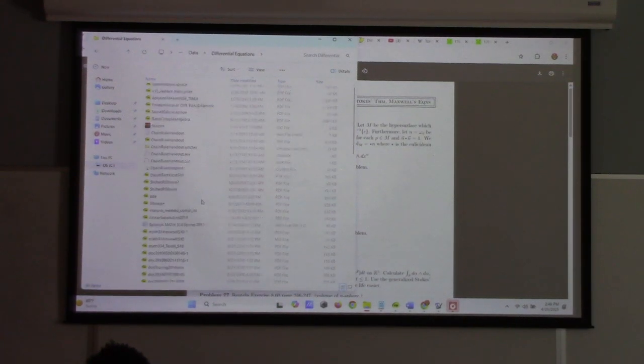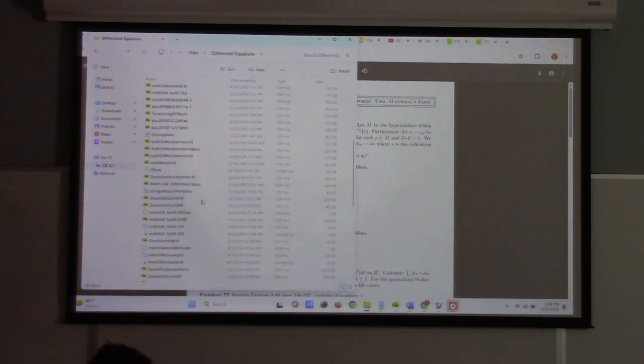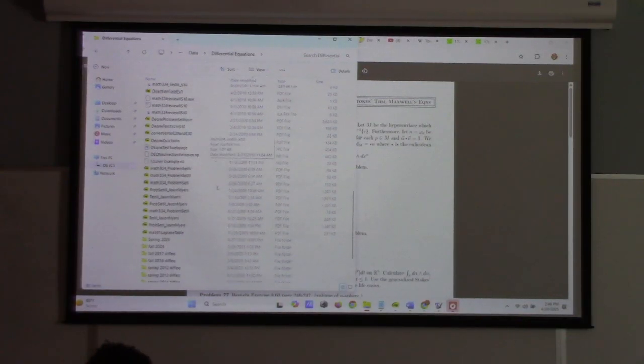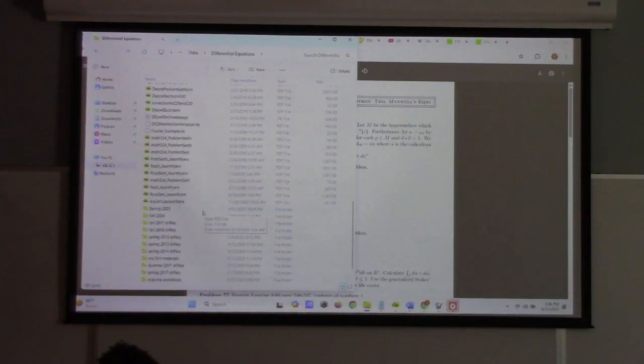Will we be allowed a note sheet? I think I have said you're allowed 2 pages of notes, front and back. So that's like 4 pages of writing.